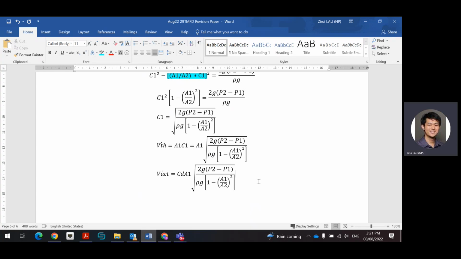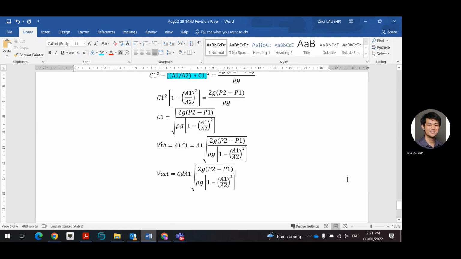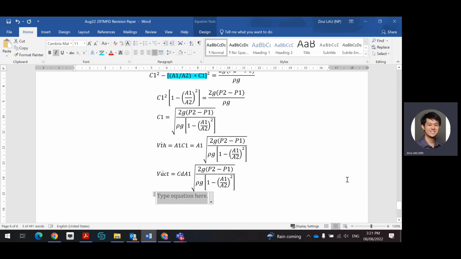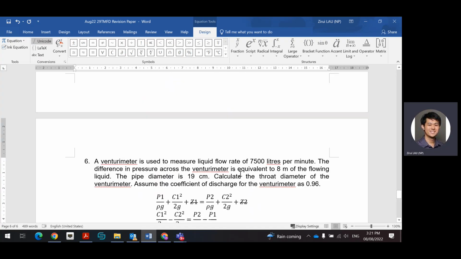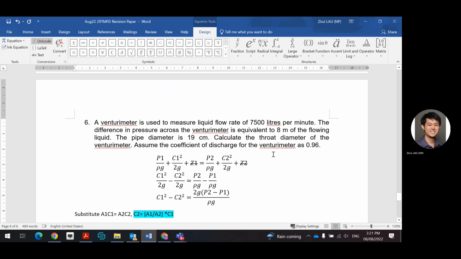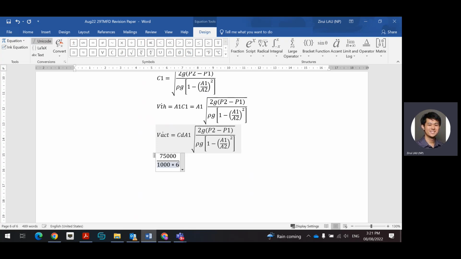So let's sub in the values. If you look here, the flow rate is 75,000 liters per minute. So I'll straight away sub in from here. So this will be 75,000. Liters change to meter cube, divide by 1,000. Some more, because this is in liters per minute, 1 minute is 60 seconds, so also divide by 60.